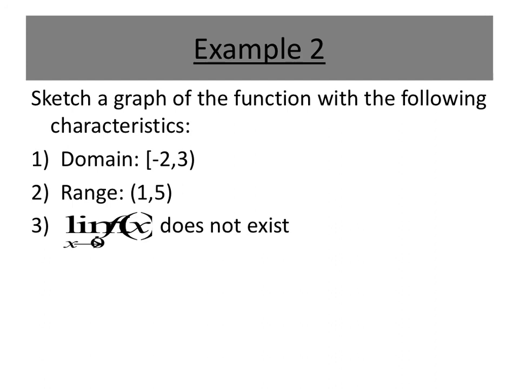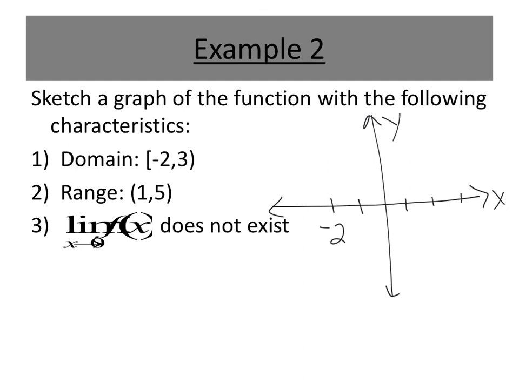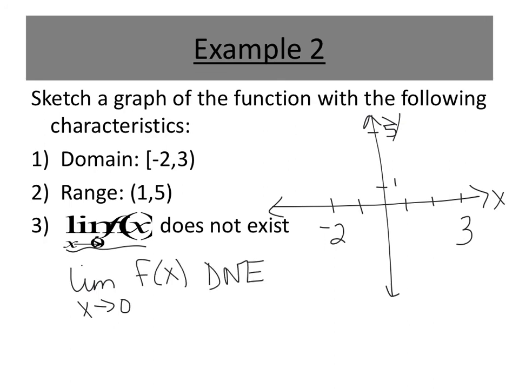So I'm going to start by just sketching an xy plane. I know I'm going from negative 2, inclusive, to 3, but that's not going to be included, so it's going to be an open circle. And my range is going from 1 up to 5. And as I approach 0, the limit as x approaches 0 of f of x does not exist. So that means as I'm coming into that y-axis from either side, they can't be going to the same place.